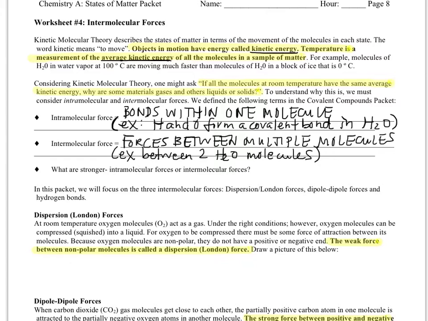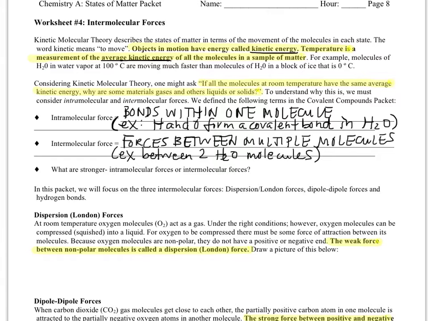So if you start thinking about this definition of kinetic energy, you might come to a very good question, which is, okay, so if I have a bunch of molecules at room temperature, that means they all have the same kinetic energy, right? So they should all be moving at the same speed, but why is it that some materials are gases at room temperature, and others are liquids at room temperature, and others are naturally solids at room temperature, right?